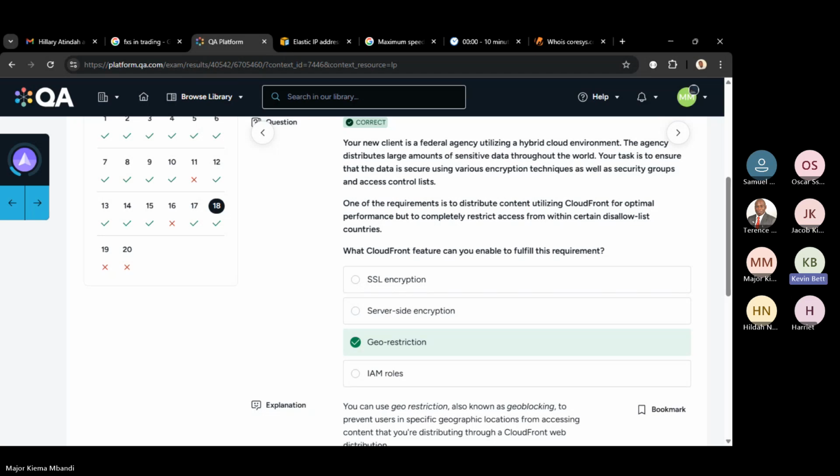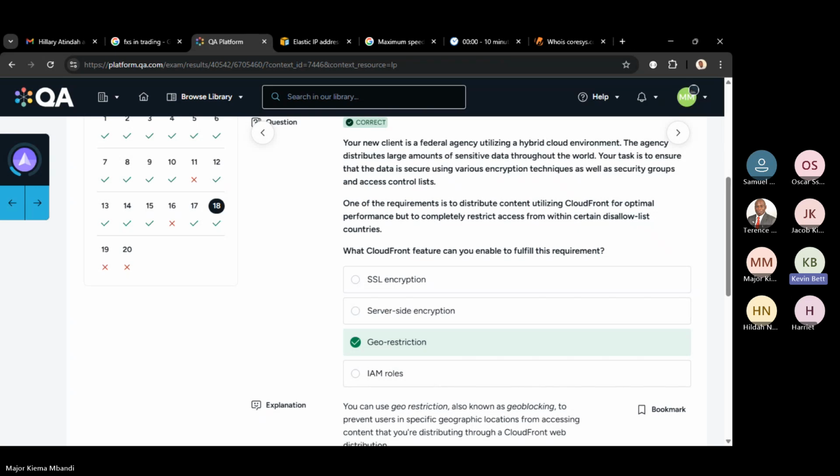Thanks. So that's question 18. Your new client is a federal agency utilizing a hybrid cloud environment. The agency distributes large amounts of sensitive data throughout the world. Your task is to ensure that the data is secure using various encryption techniques as well as security groups and access control lists. One of the requirements is to distribute content utilizing CloudFront for optimal performance, but to completely restrict access from within certain disallowed countries. What CloudFront feature can you enable to fulfill this requirement? The correct answer is geo-restriction.